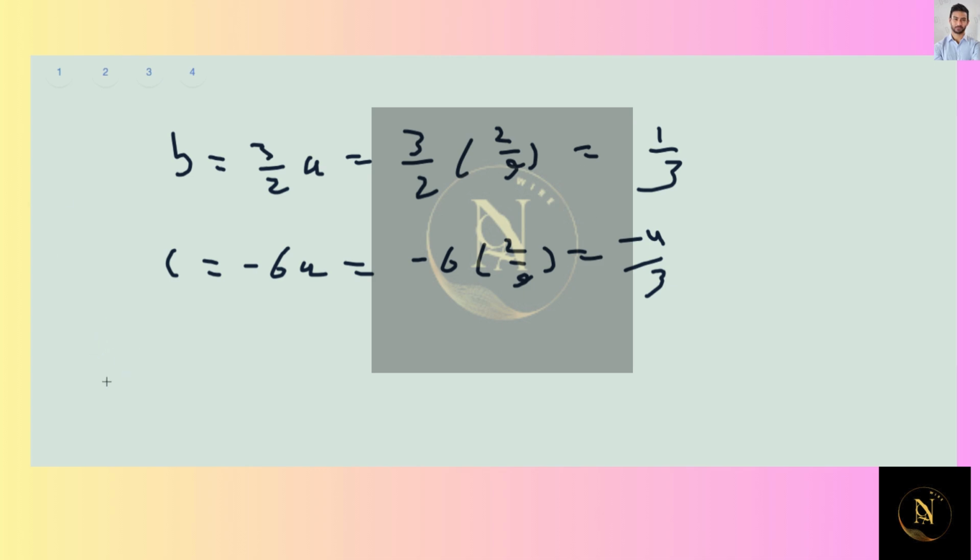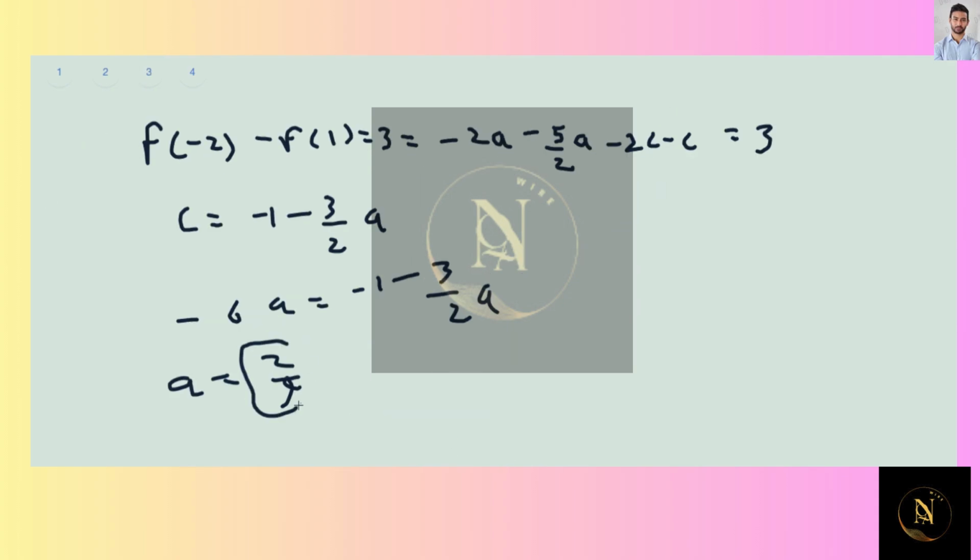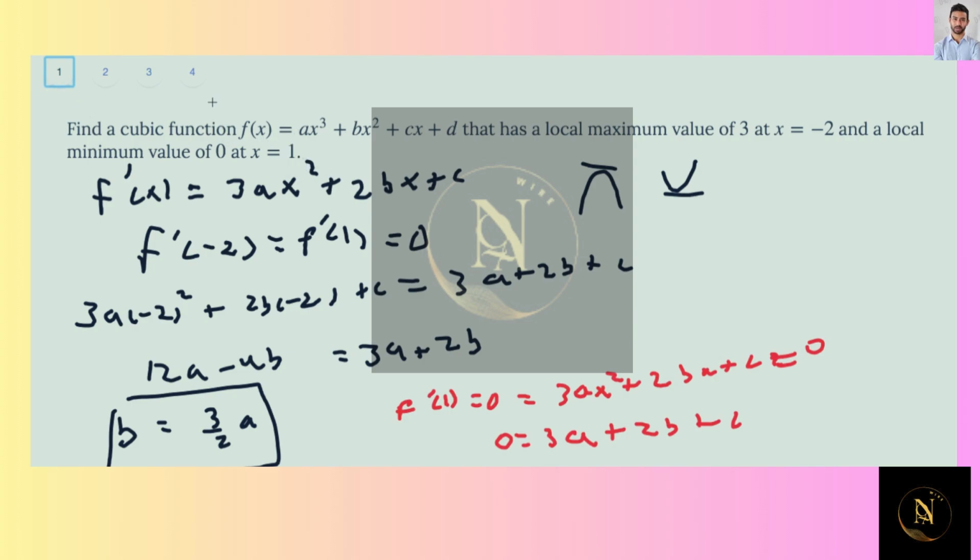To find what d is, there are a number of ways to do this. I'm just going to do the simple one. f of 1 is a plus b plus c plus d, which is 2/9 plus 1/3, and then c is negative, so -4/3, plus d. We know that f of 1 is equal to 0. If you solve for d, you get 7/9. So now we have solved for a, b, c, and d. If you plug those values into our original form, that is the cubic function.